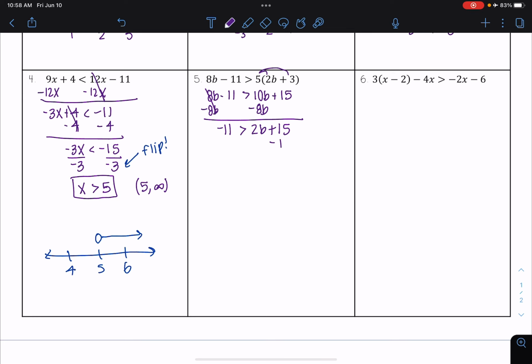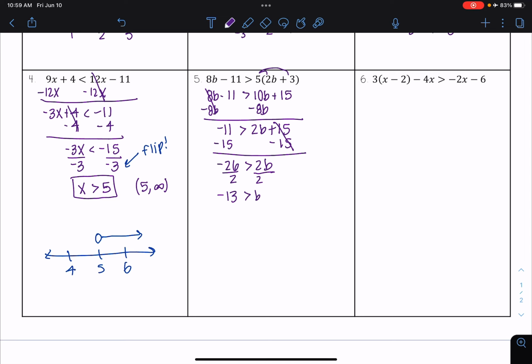Next, I'm going to subtract 15 from both sides. And I get negative 26 is greater than 2b. And then I'm going to divide both sides by 2. Here, it's important to remember, since I'm dividing by a positive, I do not have to flip this inequality. It doesn't matter that this 26 is negative. It only matters whether what you're dividing or multiplying is negative. And so this will still remain negative 13 is greater than b.